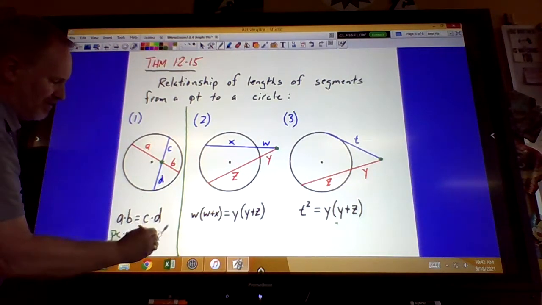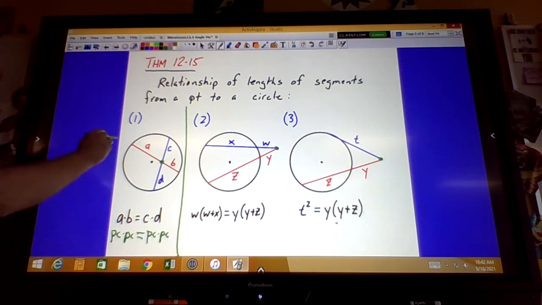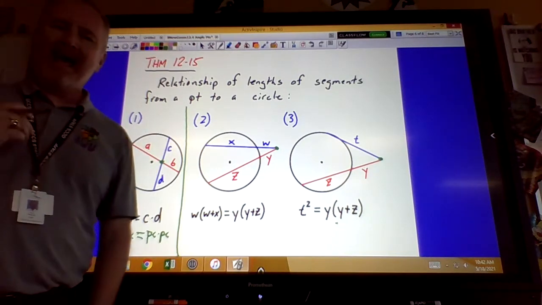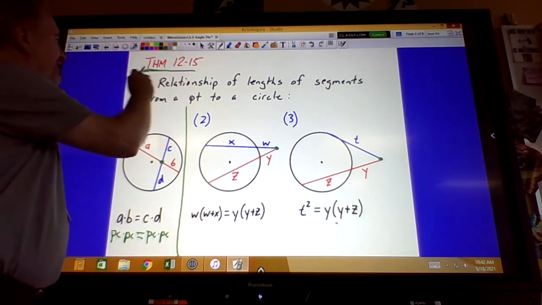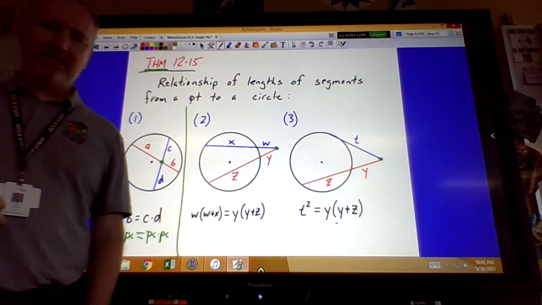Now, you telling me, Mr. Metcalfe, that's all true every time you cross 2 lines in a circle? Absolutely. It's a theorem, so it's been proven to be true.